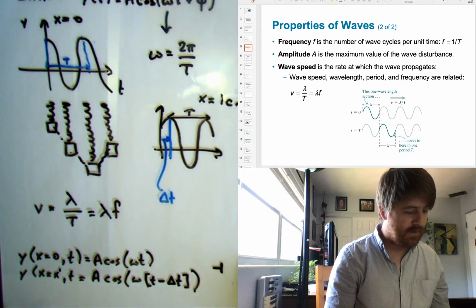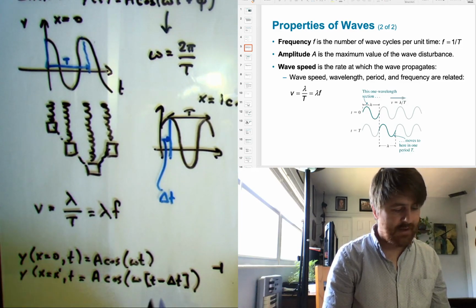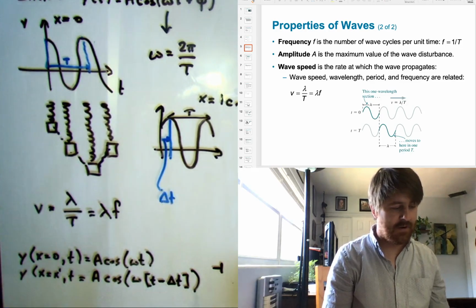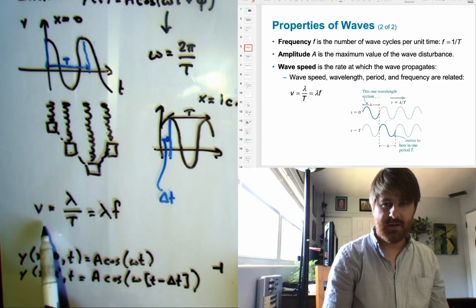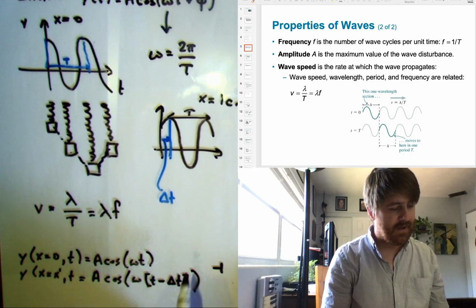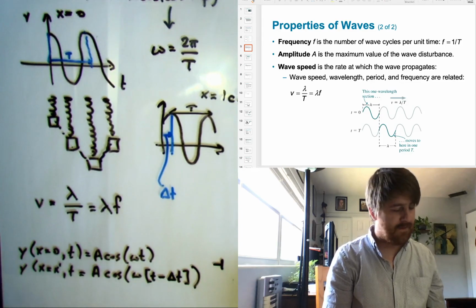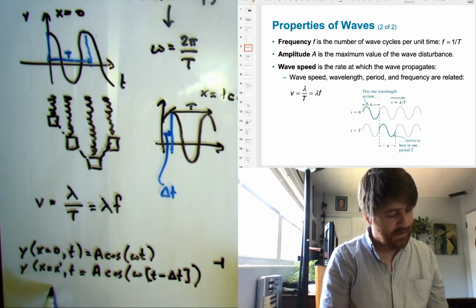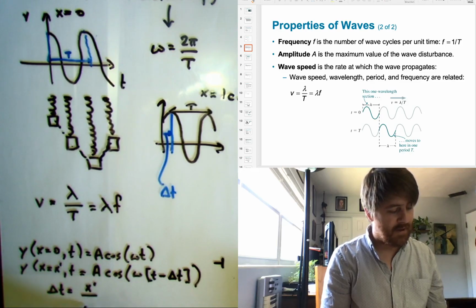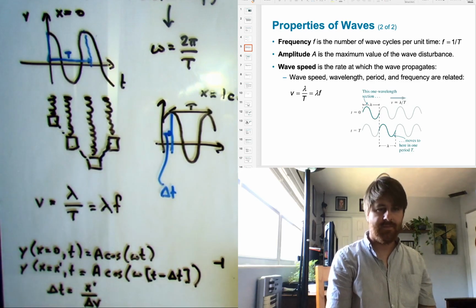Okay, so what should delta t be for this motion to start later if the wave energy is propagating at this velocity? Well, since this velocity is constant, right, then I have delta t is x, in this case we'll say x prime, divided by v. Okay?